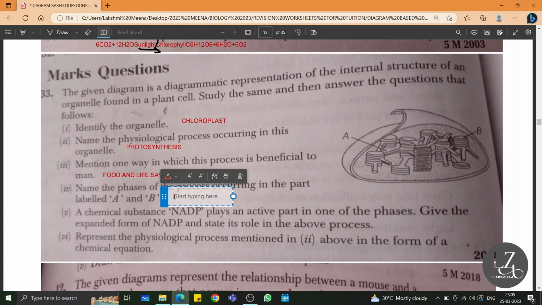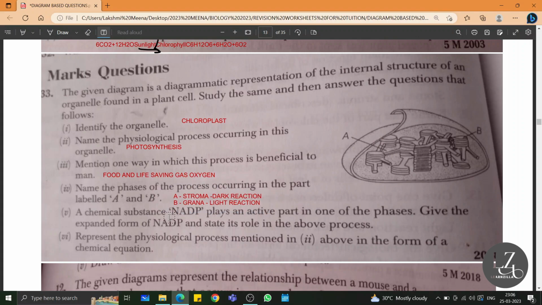So, let us first write clearly. Writing the answers clearly is also very important. So, A is actually stroma and dark reaction takes place in stroma, whereas B is grana or granum, in which light reaction takes place. Very important, in different ways it can be asked.